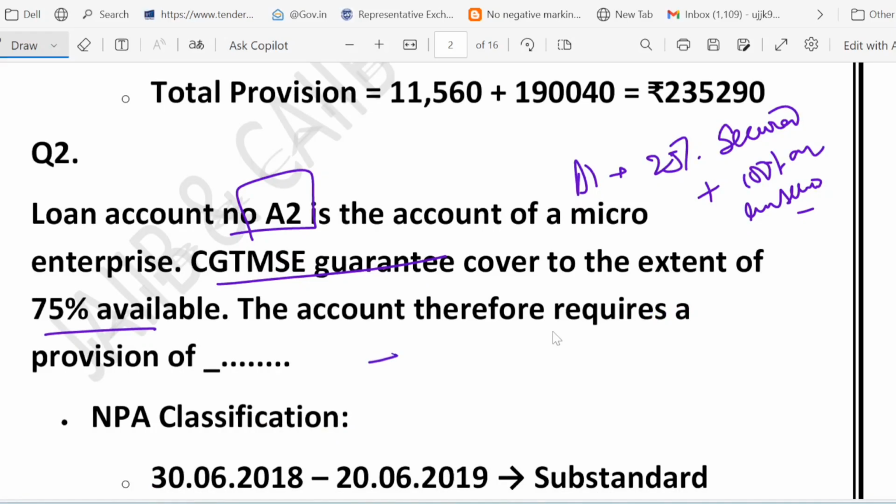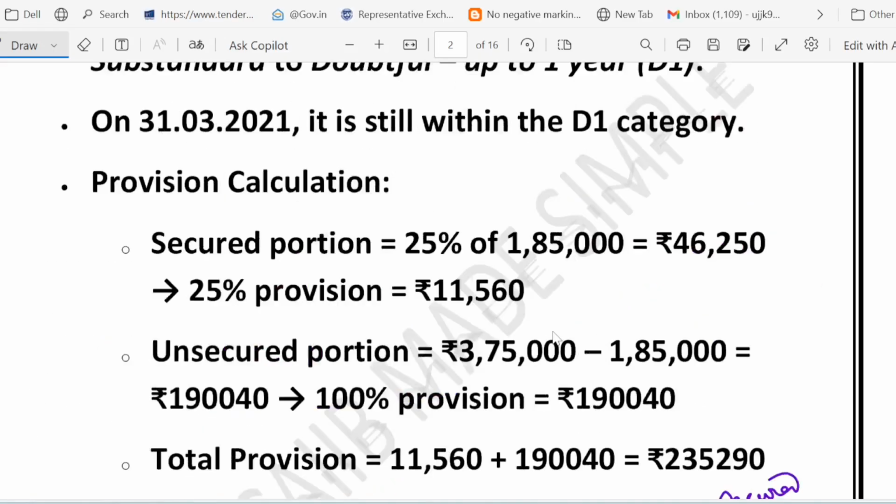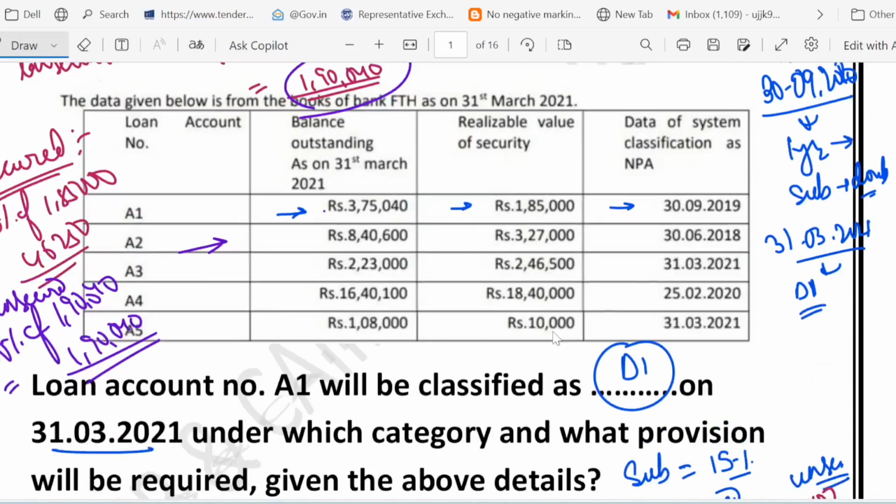Now recall the timeline of NPA. First 12 months substandard. Then it moves to doubtful. D1 up to 1 year. D2 1 to 3 years. D3 more than 3 years. Now let's look at account number 2, A2. You can see easily that date of classification of NPA is 30 June 2018.